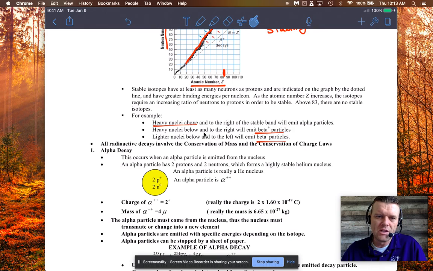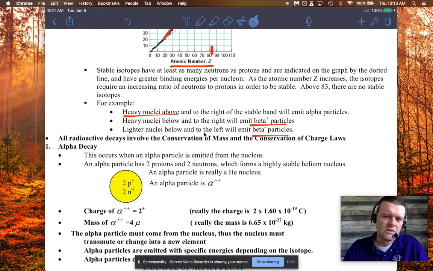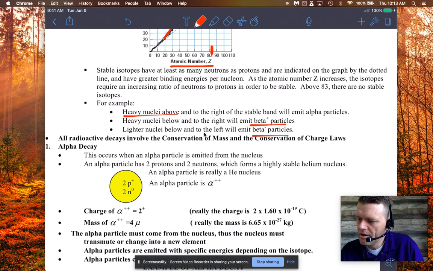I guess we should mention this. All radioactive decays follow the conservation of mass and the conservation of charge. So the total amount of charge before and after has to be the same, and the total amount of, well, really it's mass energy, okay? It's really the mass energy equivalent.